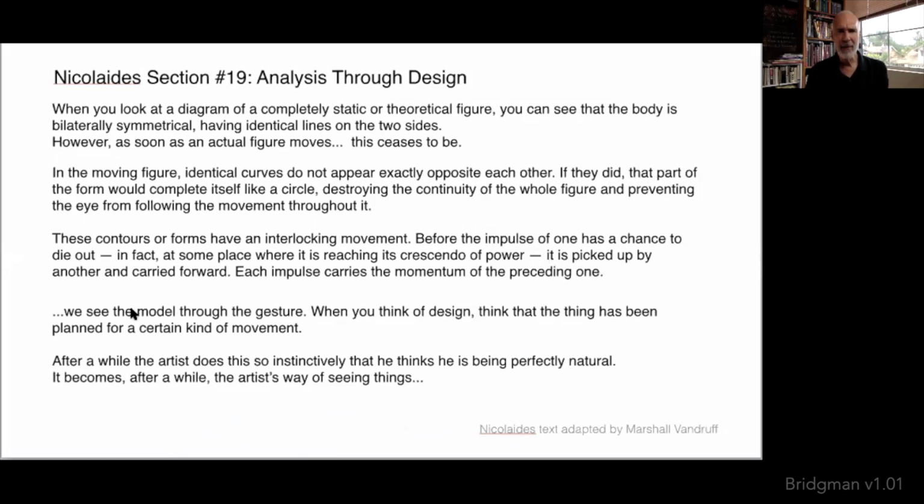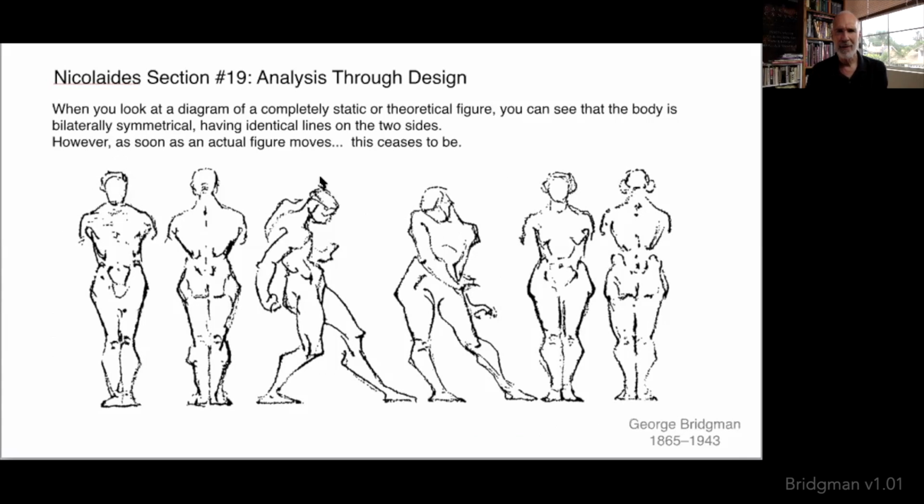We see the model through the gesture. When you think of design, think that the thing has been planned for a certain kind of movement. Okay, but gosh, this is hard to see that as that and that as that. And look how this one over here, it doesn't close the circle because it's got something down here that picks it up, and then it goes into there, and then that goes into there, and that goes into there. Is he thinking that way? He certainly is, and so were his fellow teachers. Artists have been thinking that way for a long time. How will I ever learn it?